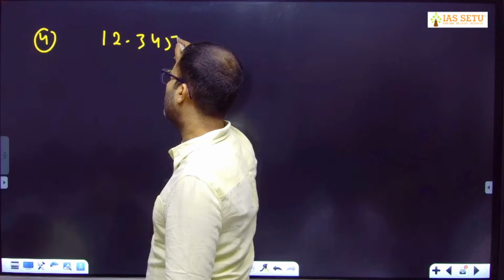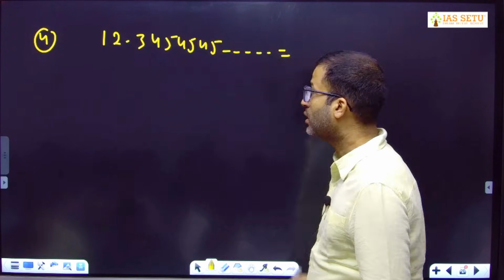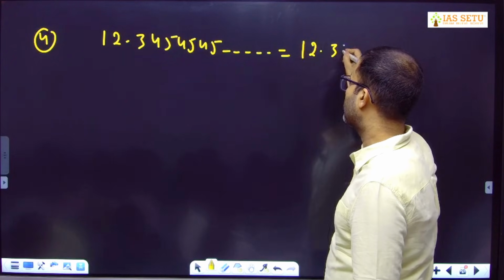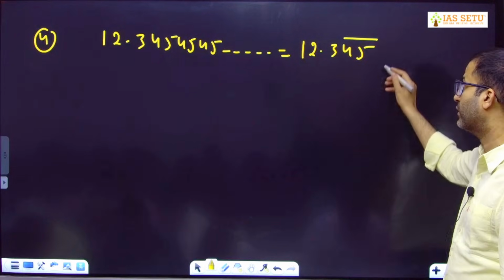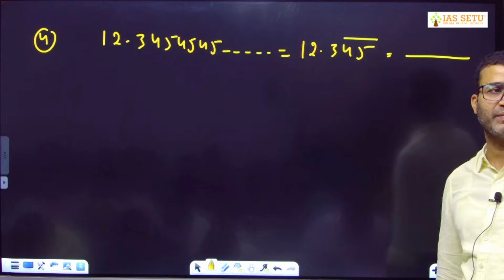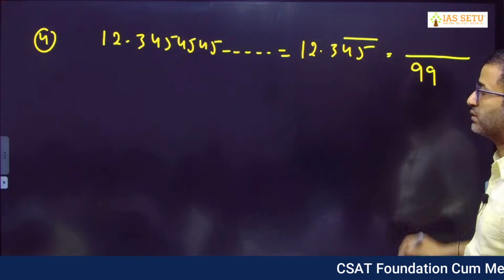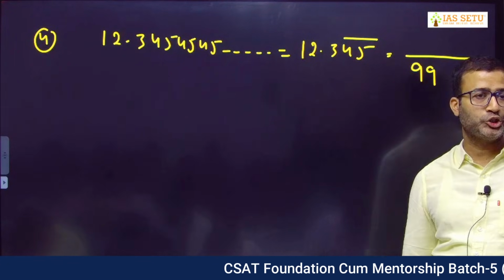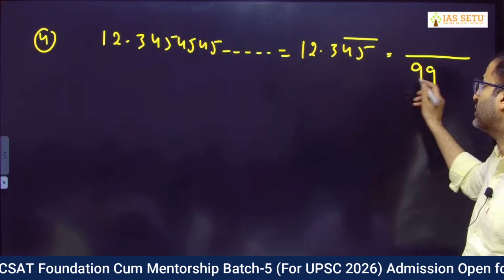12.3454545 and so on. So it is 12.3 bar on 45. So this 45 recurs again. So our rule is: as many 9s as many digits under the bar. So there are 2 digits, double 9. As many 0s as many digits between the decimal and the recurring part. So there is 1 digit, so one 0.